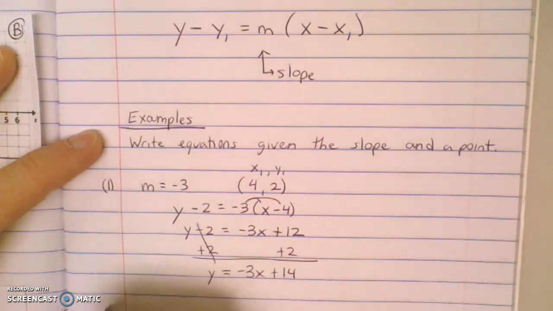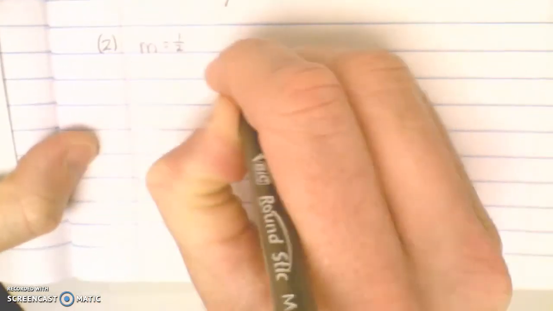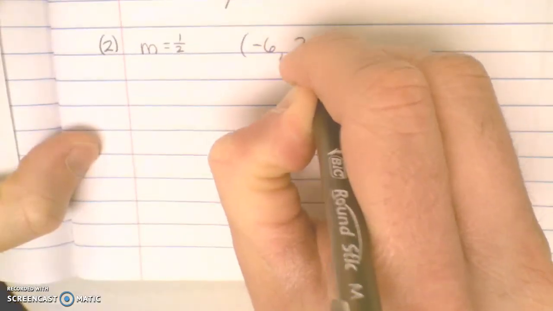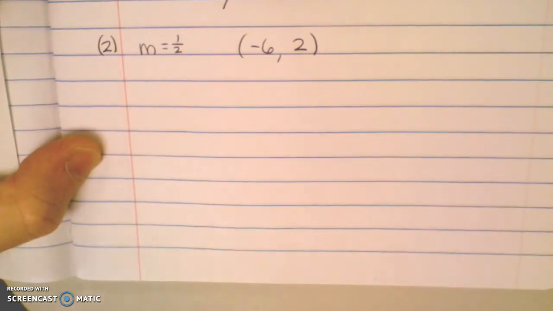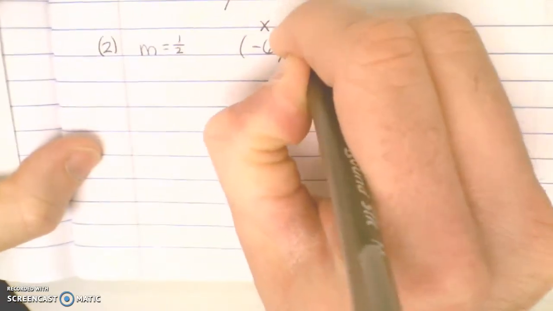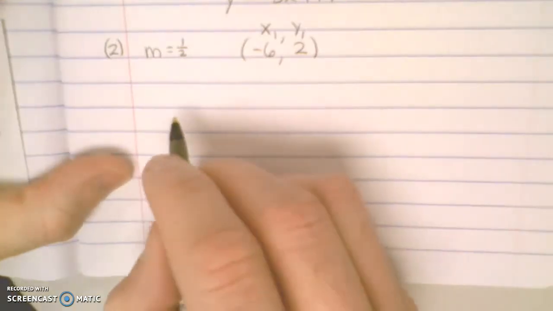Let's take a look at another example. Okay, let's say this time the slope is 1/2 and the point is -6, 2. So we're going to use that formula again. I'm going to label my x1, y1, just so I remember which ones are which. And I'm just going to plug them into that formula.